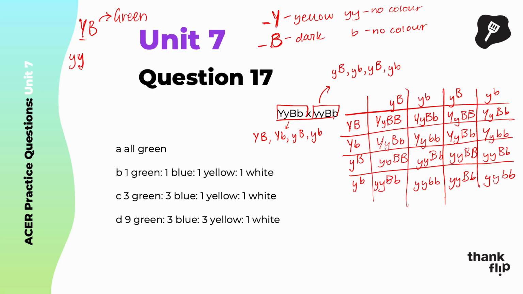So it doesn't really matter what's here. If it was another capital or a lowercase, it doesn't matter. But here, they should be both lowercase to get no color. And you have a capital B, you would get a blue feather. Okay? And then the answer options were also given yellow and white.